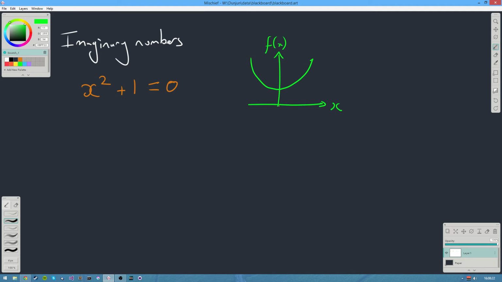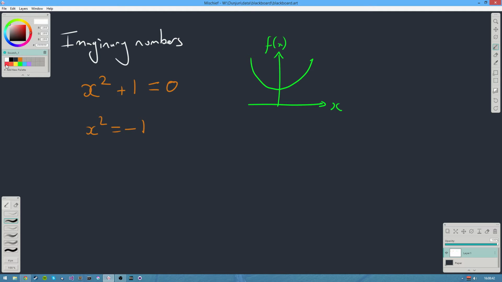So this here, it never goes through. So there are no solutions. Well, there's no real solutions. So to solve this equation here, x squared equals -1, we know this is not possible in the real ways. So what we say is we create a new number, an imaginary number as we call it.